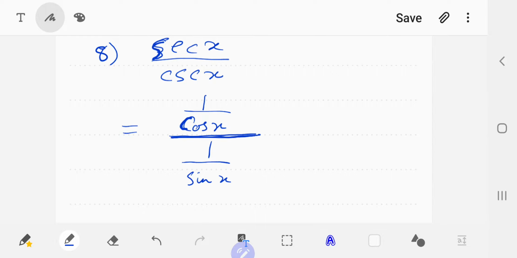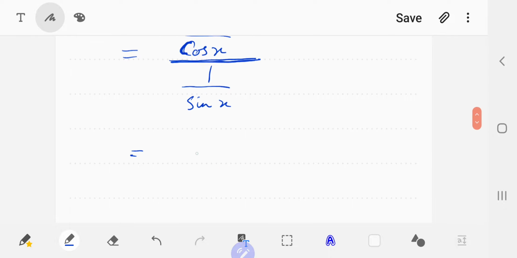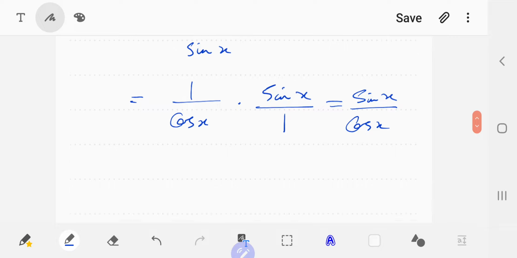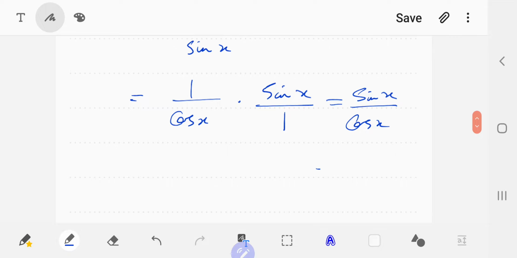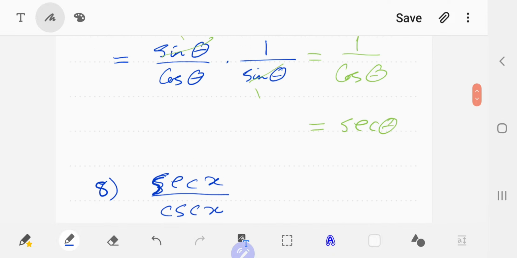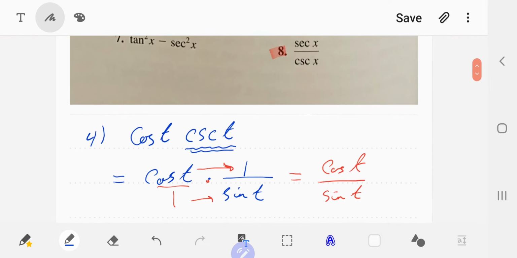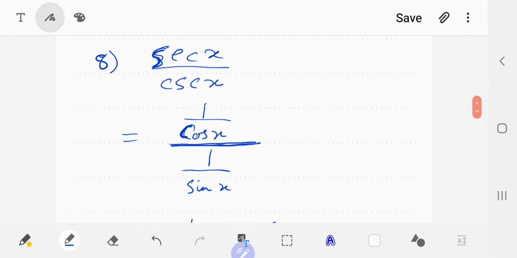Now this is division of fractions, which means 1 over cosine x times sine x over 1, times the reciprocal, so the answer is sine over cosine. That's it, the answer in sine and cosine, and keep in mind that this can be written as tan. Well, I believe that these were simple questions that can be used directly from basic trigonometric ratios.